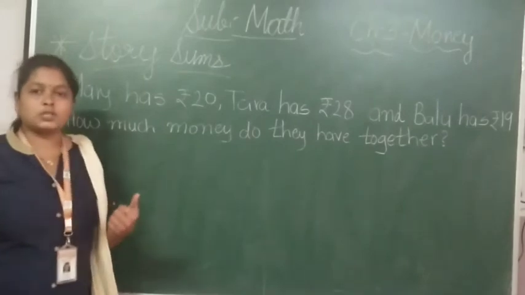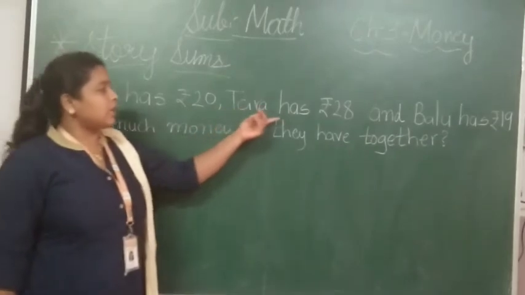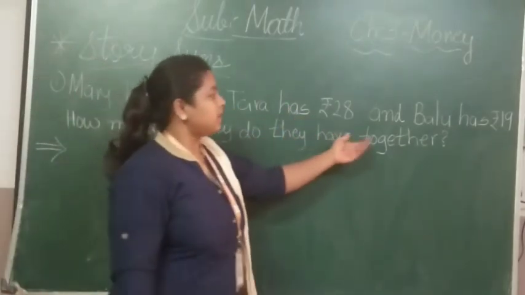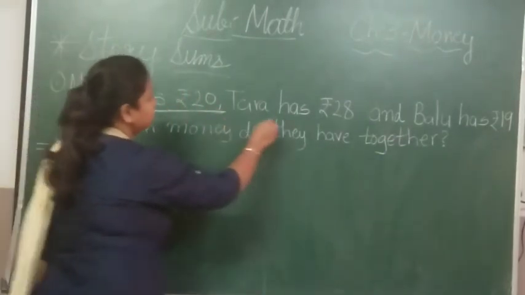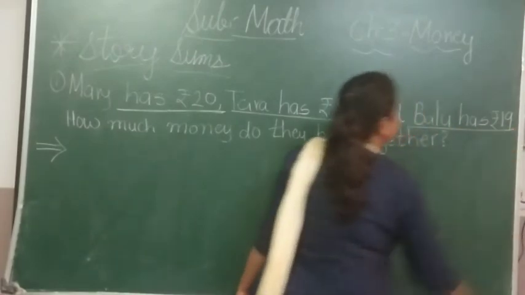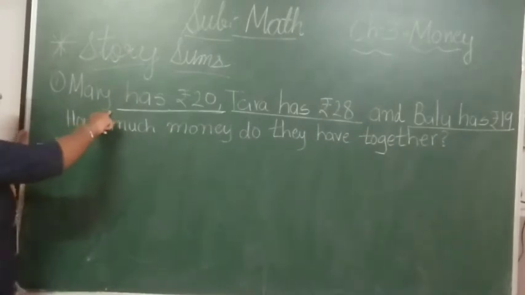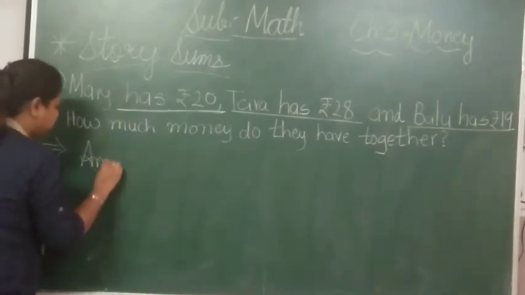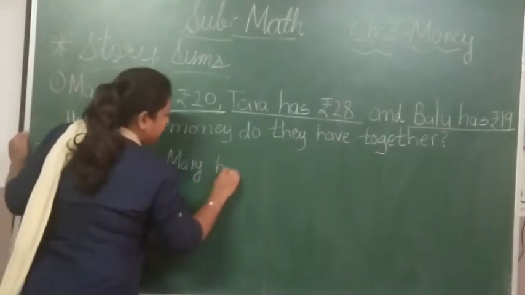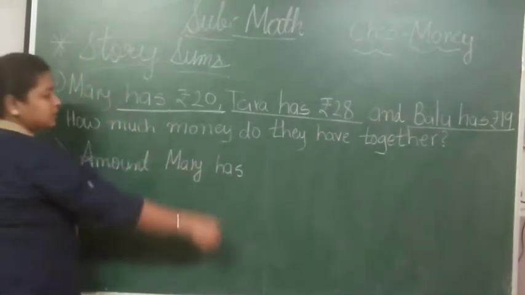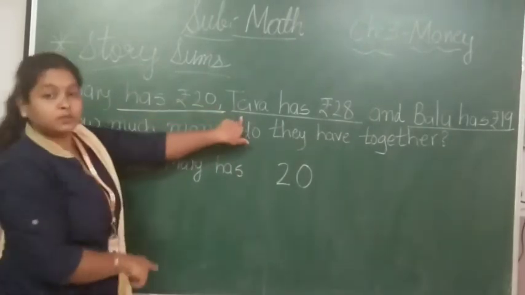Students, I have written one story sum over here. Let's read it. Mary has rupees 20, Tara has 28 rupees, and Balu has 19 rupees. So you will underline these numbers. Okay, so here we will start, right? How many amount Mary has? So we will write amount Mary has. As we are preparing the sentence over here, so Mary के पास कितने rupees हैं? 20.